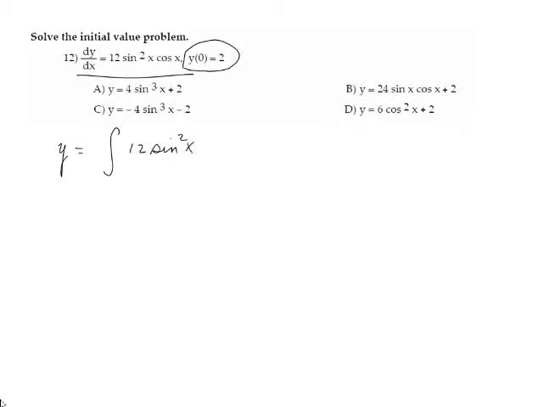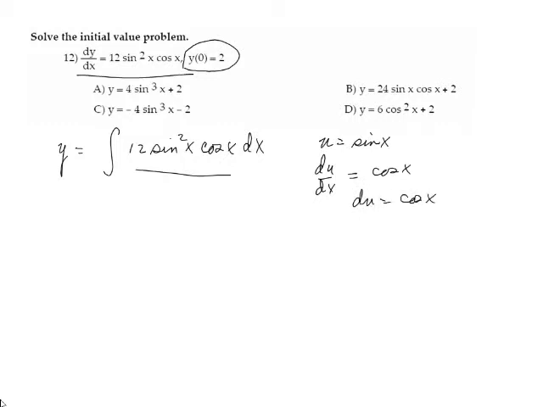sine squared x cosine of x dx. So we want to take this integral and calculate the antiderivative. Here we would use a substitution that u is equal to sine of x, and du dx is equal to cosine of x. So du is equal to cosine of x dx. And you can see that this portion of the integral can be replaced by du.